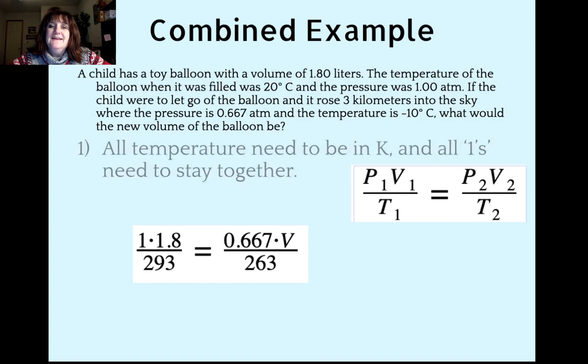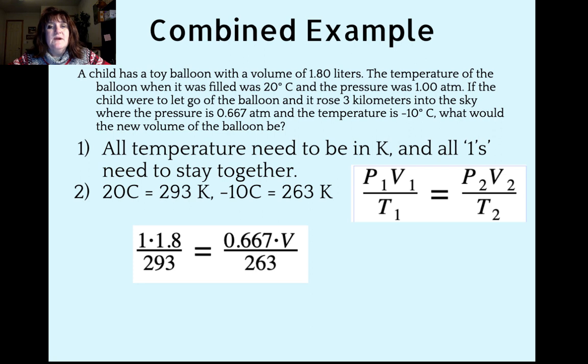So, again, all temperatures need to be converted to Kelvin, right? And all ones need to stay together. So 20 degrees Celsius is 293 Kelvin. Negative 10 is 263. When you set up the work, be sure that everything stays together.